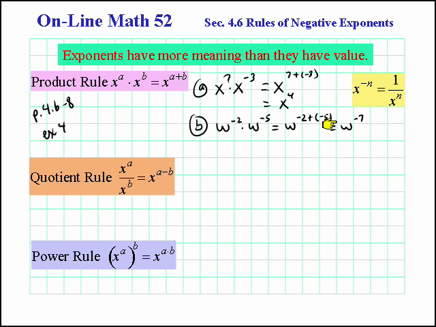That means that we have one more step to do here. And that is to use this rule here and rewrite it as, can you guess? That's right, 1 over w to the 7.